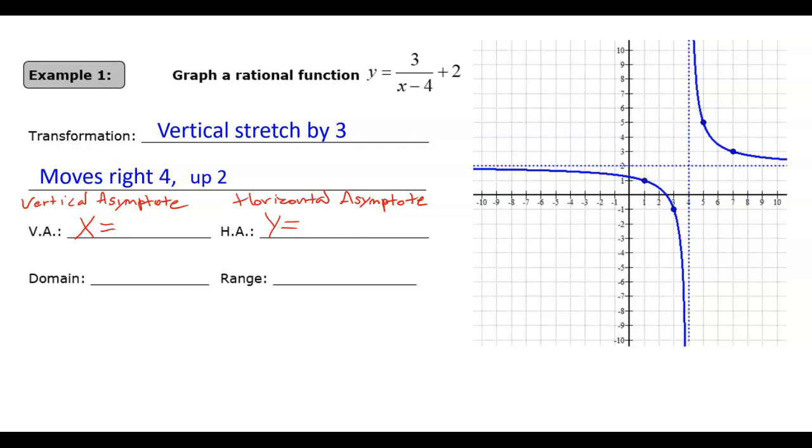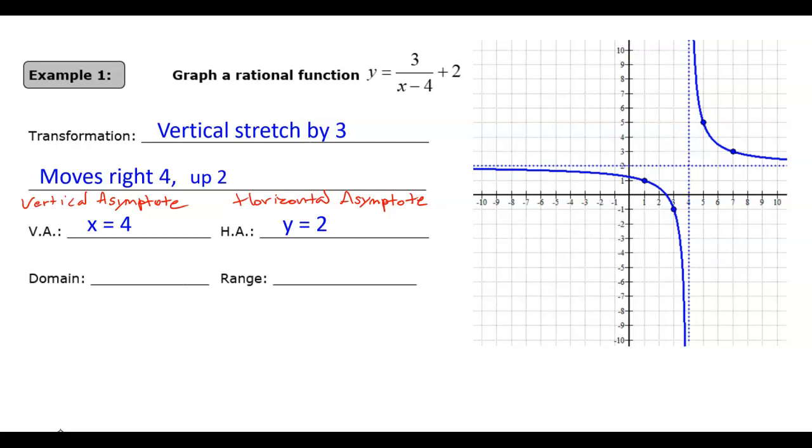Now, guess what I'm going to put next to these equations? The vertical asymptote, since it moves right 4, guess what I'm going to put right here? 4. The number on the bottom, remember this is a lie. So this turns into a positive 4. That's where your vertical asymptote is, okay? So x equals 4. Cool. And then y equals the y value, which is 2.